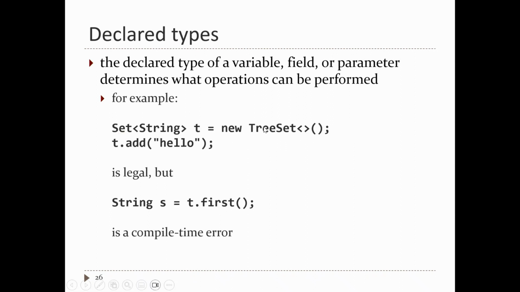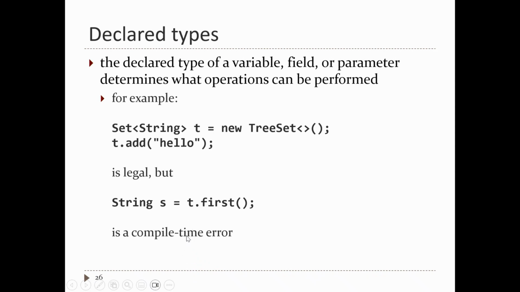So here's a set. I'm going to store a TreeSet reference in t. I can call add because Set has an add method. Remember, Set is an interface in this case, not a class, but it does declare a method called add, so we can call add. TreeSet is a sorted set. It has a method called first, so you would think that you could call t.first using your variable t here, but you can't. As far as the compiler is concerned, t is a Set. Set does not have a first method, so you can't call first using t.